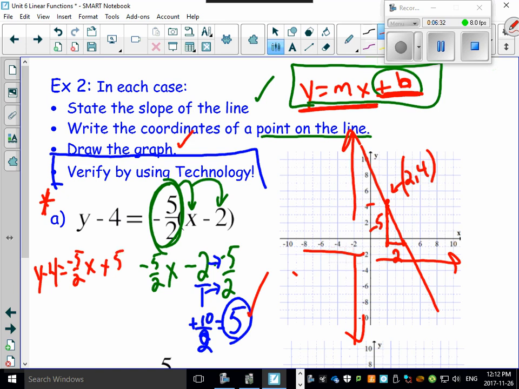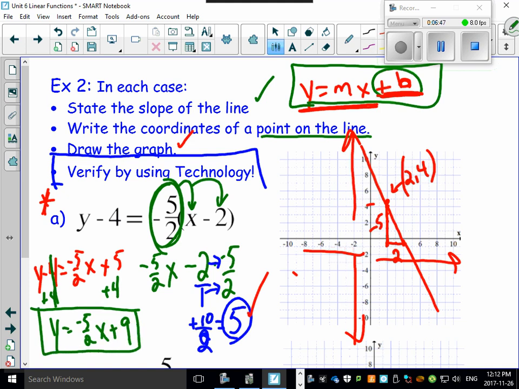There we go. Now, simplify it even a little bit more by adding 4 to both sides, and look what you got. y equals minus 5 over 2 x plus 9, which is y equals mx plus b form. And if you look at that, lo and behold, my y-intercept is, in fact, at 9.